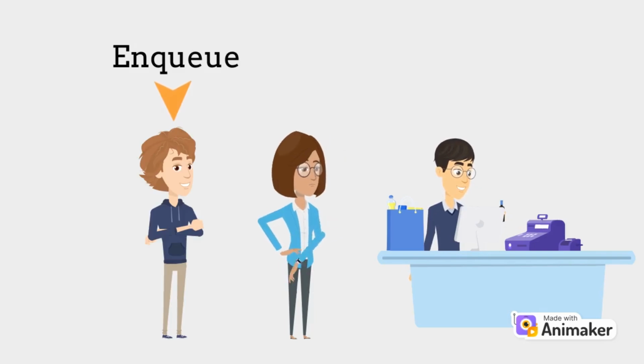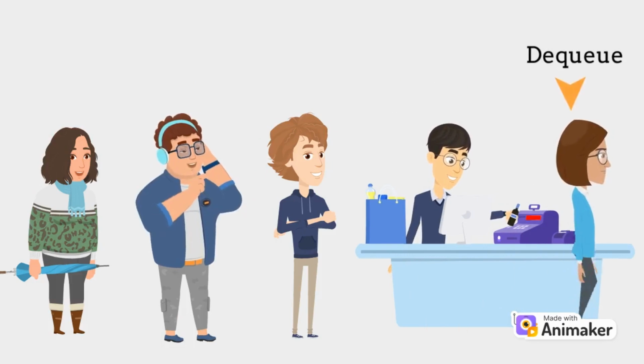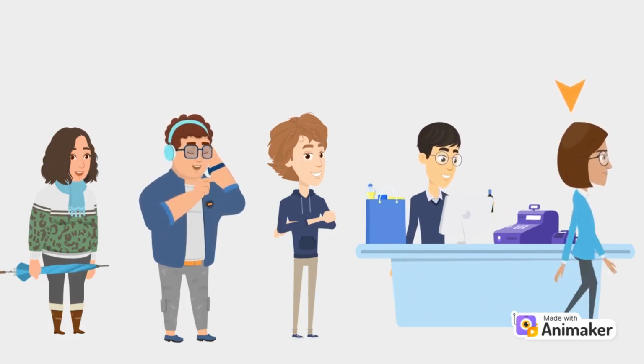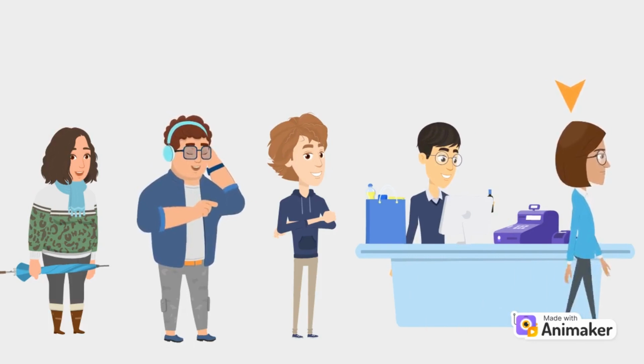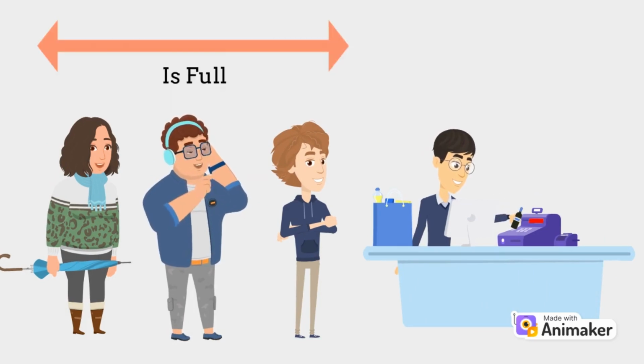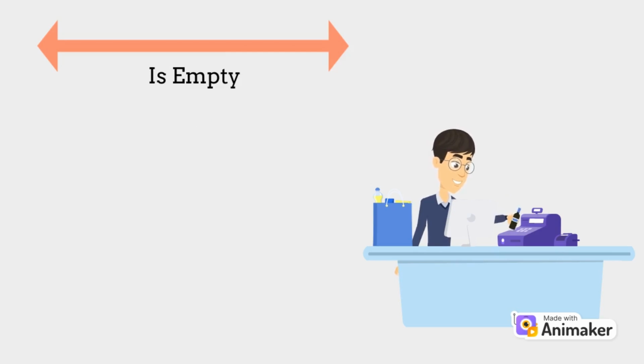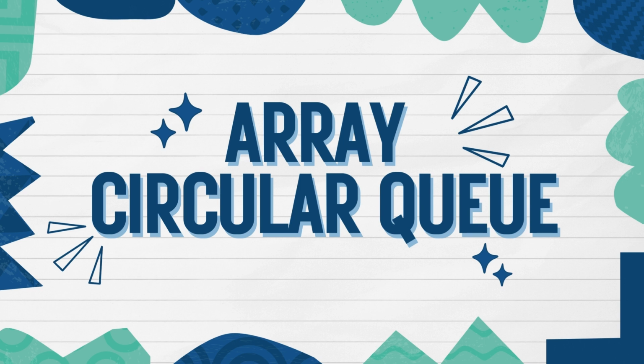Now let's focus on the circular queue. Specifically, the one implemented using an array, known as the array circular queue.